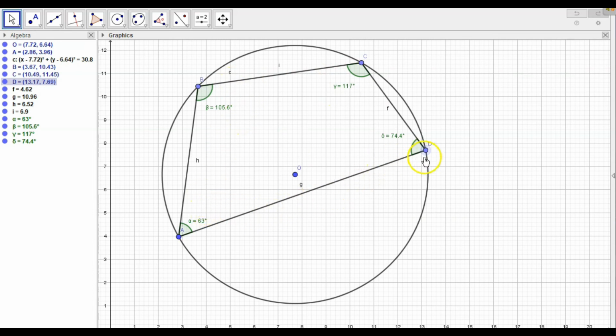So I can choose to increase the size of the circle. It's still going to be the same.